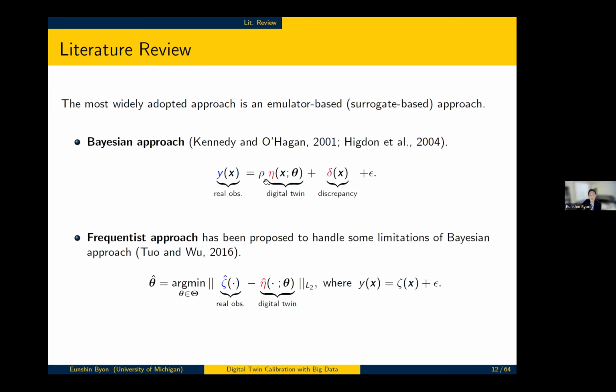Bayesian calibration uses a linkage function to link the digital twin output with the real observation through a linear model. Recently, a frequentist approach has also been proposed to handle some limitations of the Bayesian approach, and it also tries to minimize the difference between real observation and digital twin. In these approaches, the common theme is that they construct an emulator for eta, the digital twin response surface, and also for the real observation.